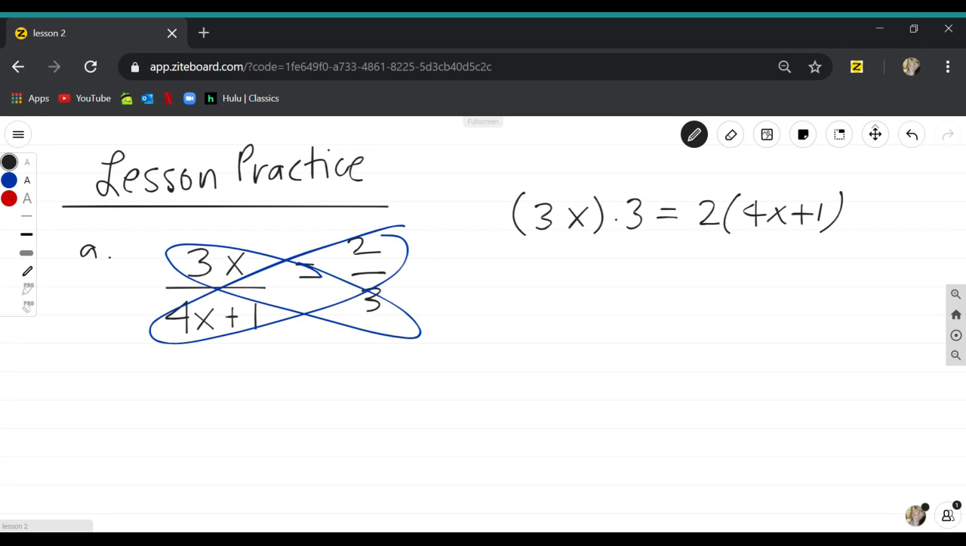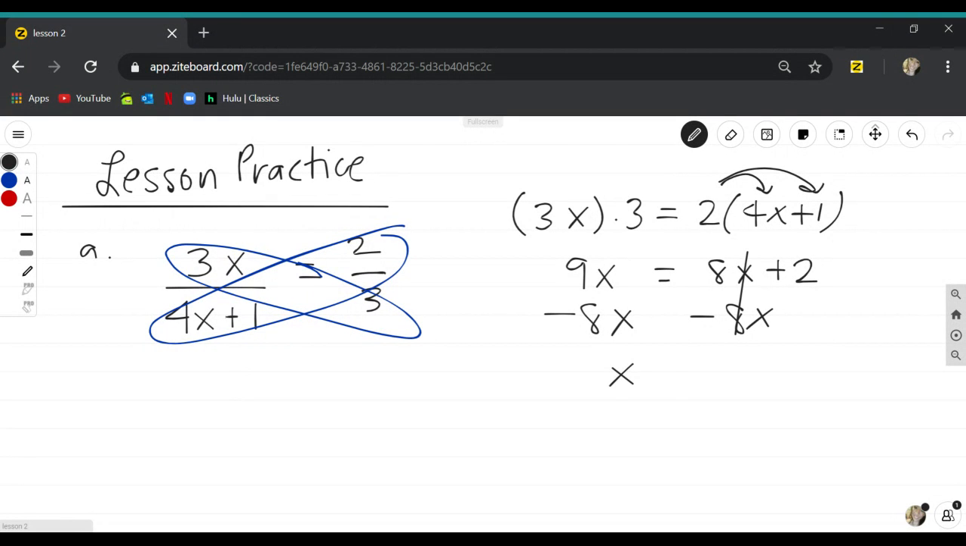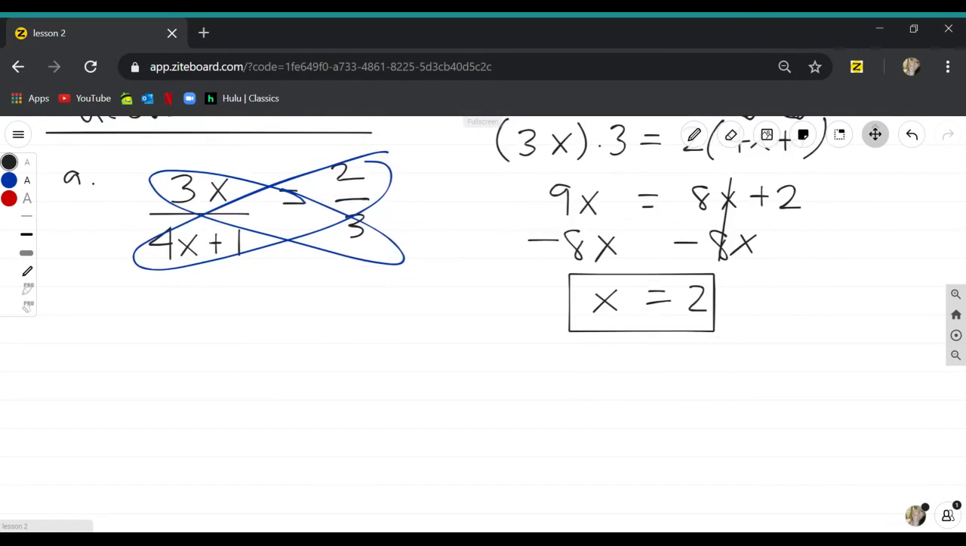Okay, so now we just multiply. So 3x times 3, which is 9x, is equal to, now we distribute. 2 times 4x is 8x, plus 2 times positive 1 is 2. So then after that, we're just going to want to get 1x. So I'm going to subtract the 8x. So 9x minus 8x, which is x, is equal to 2. So we can check our solution again.